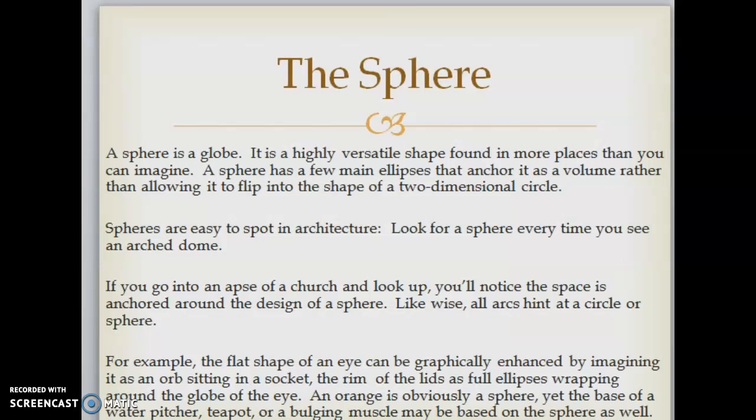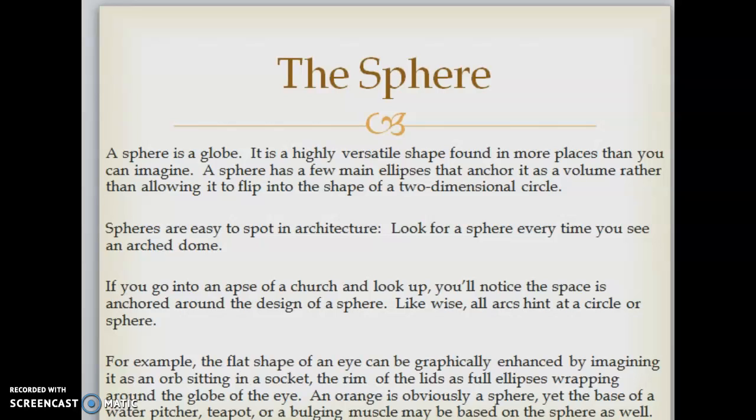The sphere. A sphere is a globe. It's a highly versatile shape found in more places than you can imagine. A sphere has a few main ellipses that anchor it as a volume, rather than allowing it to flip into the shape of a two-dimensional circle. Spheres are easy to spot in architecture. Look for a sphere every time you see an arched dome. If you go into an apse of a church and look up, you'll notice the space is anchored around the design of a sphere. Likewise, all arcs hint at a circle or sphere.